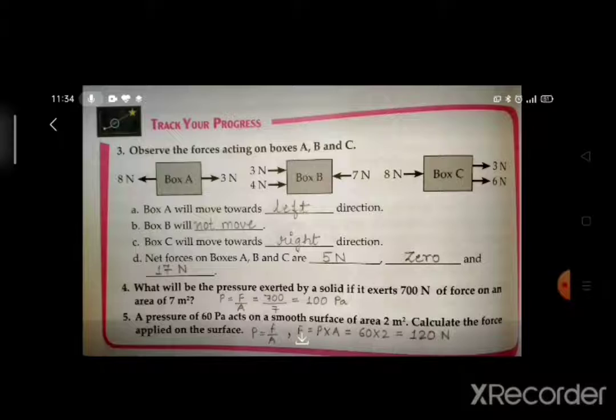Fifth one is a pressure of 60 Pascal acts on a smooth surface of area 2 meter square. Calculate the force applied on the surface. So it will be P is equals to F upon A. So F, force, is equals to P multiplied by A. So that will be 60 into 2, 120 Newton force will be there in this one.